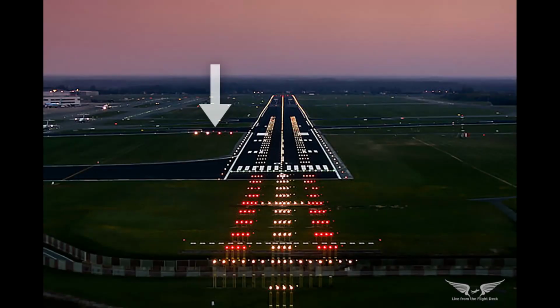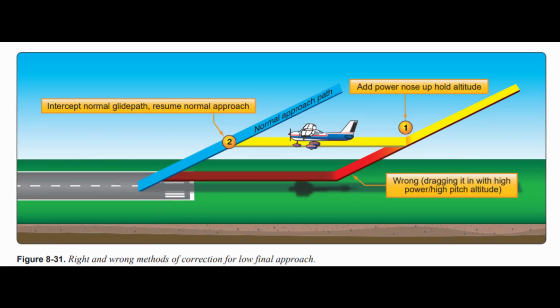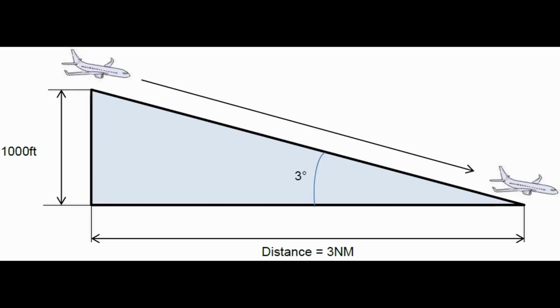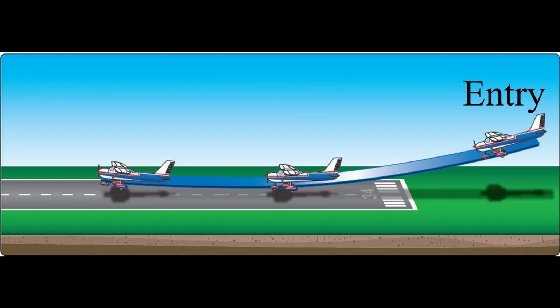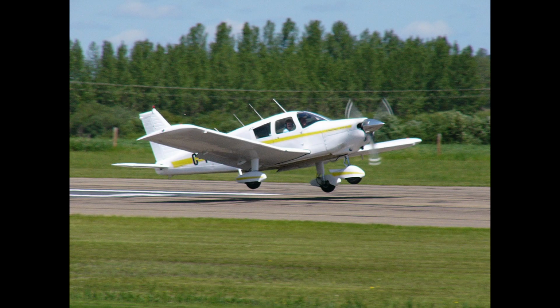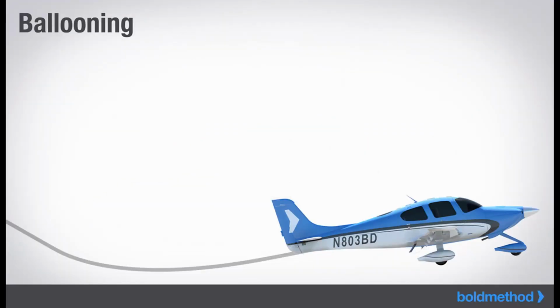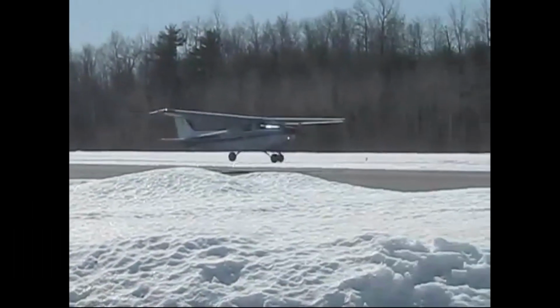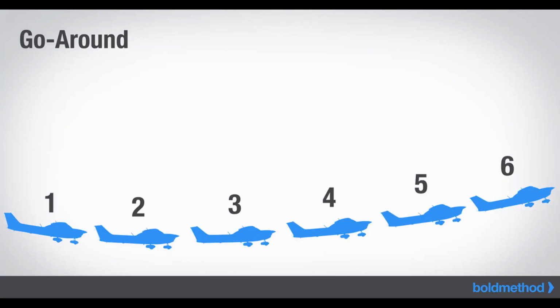If your airport has PAPI lights or VASI lights, the main goal is to keep red over white, because red over white is just right. Power adjustments are made to stay on a typical 3-degree glide path. As the airplane gets closer to the runway, there are a few phases of landing: the entry, roundout, flare, and touchdown. It's hard for new pilots to judge how high they are above the runway, and a lot of times this leads to ballooning when they try to flare and pull up on the controls too hard, or porpoising when they don't pull hard enough. If a landing is unsalvageable, it's always better to just go around.